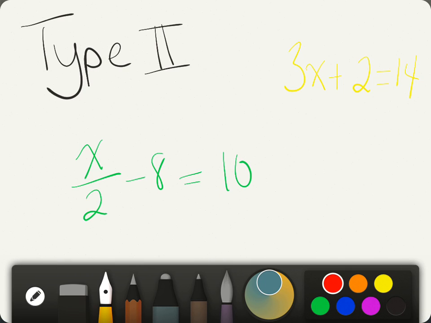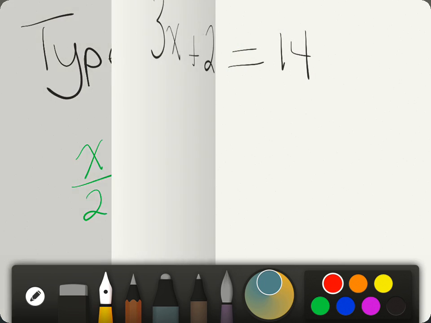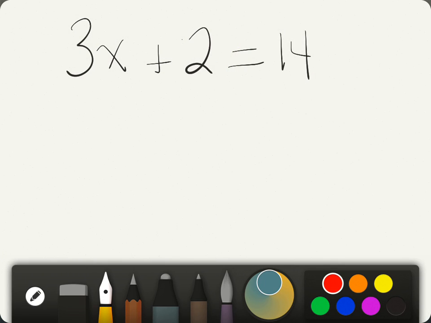Now if we move on, type 2 is a two-step operation. I have some examples here with either multiplication and addition or division and subtraction. Type 2 is very similar to type 1, except that we have 2 steps. So the first step in a type 2 equation is that you need to get x by itself again on the left side. But in order to do so, we need to get rid of the 2 numbers. So this time we're going to start with the positive 2.